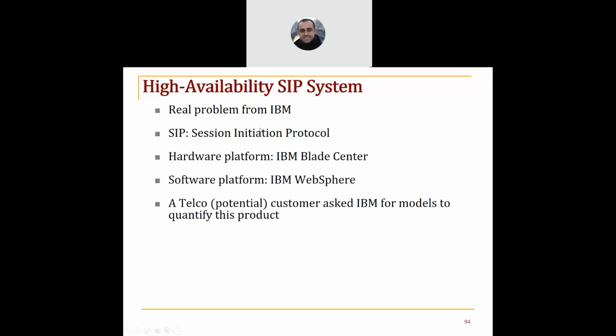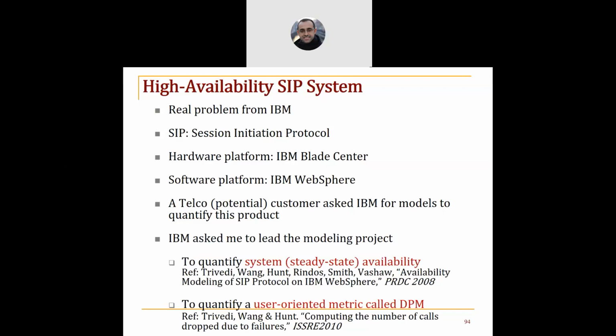And when they presented this system to the telco giant, the potential customer, they said your architecture and ideas are very good, they sound good, but we need some numbers. We need measures of system availability and other measures. And IBM was asked to then produce models for these measures. The IBM engineers concerned with this system somehow came to me and asked me to help them develop the models to satisfy the customer.